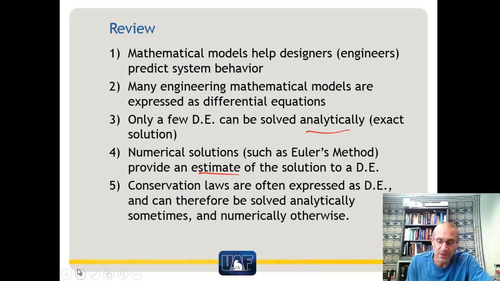And one last thing to remember is that conservation laws, which are things we use a lot in engineering, are often expressed as differential equations, and they can therefore be solved analytically sometimes, and otherwise we're going to have to solve them numerically using the techniques we learn in this class.